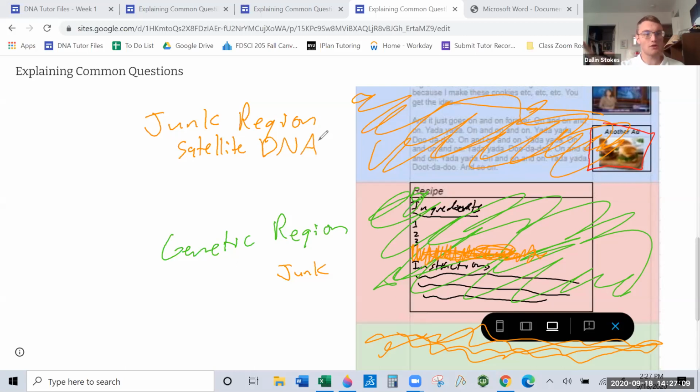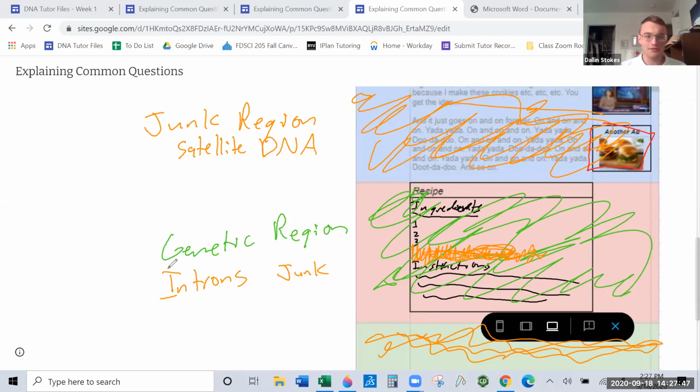Because satellites orbit around things, right? Like a satellite around the Earth. And so satellite DNA is junk DNA that surrounds the genes. It separates them. So it's not actually in the gene, it's just around it, taking up space. The second kind is this junk that is smack in the middle of a gene, like this Clorox ad smack in the middle of my pie recipe. Those are called introns. I-N-T-R-O-N-S. An intron is junk DNA that is smack in the middle of a gene.